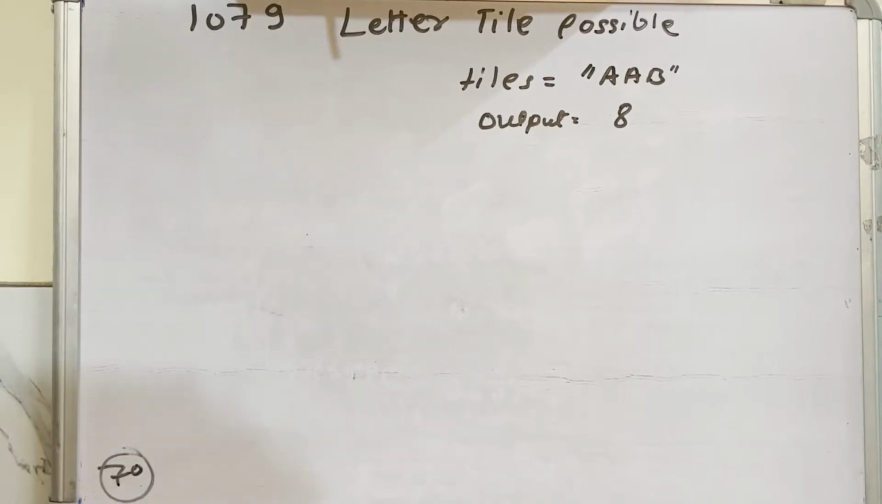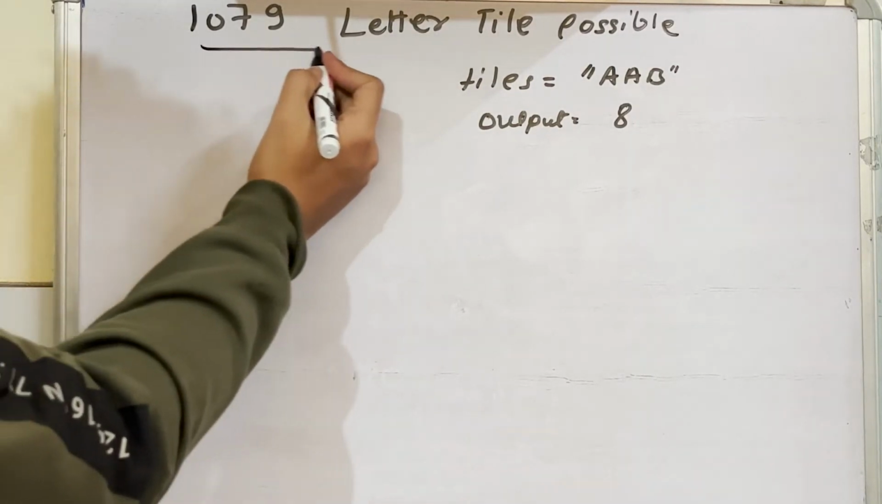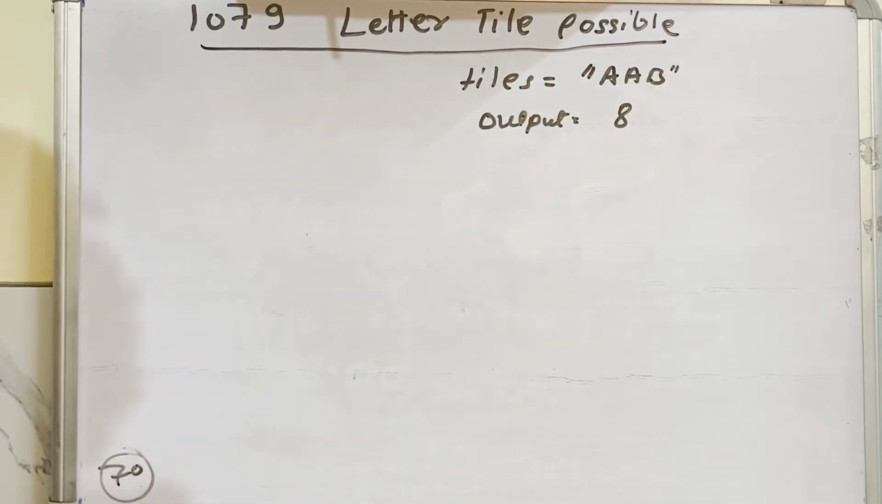So okay guys, we are going to discuss question number 1079, which is Letter Tile Possibilities. Let me read out the problem statement. You can also follow along. It is given you have n tiles, where each tile has one letter printed on it. Return the number of possible non-empty sequences of letters that you can make using the letters printed on the tiles.